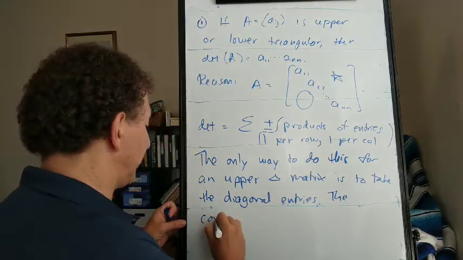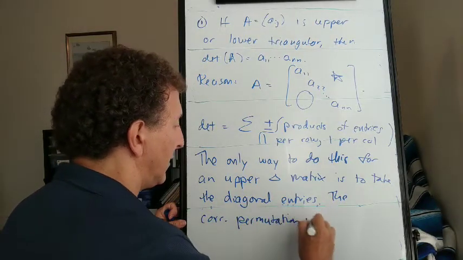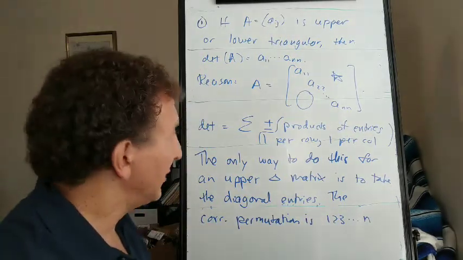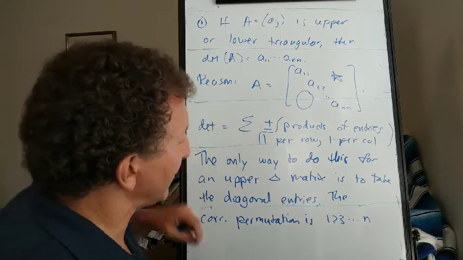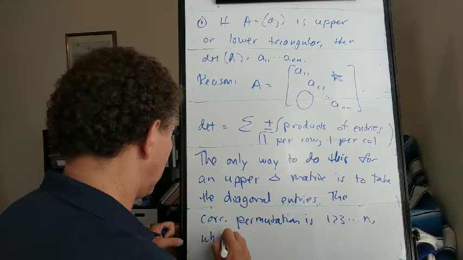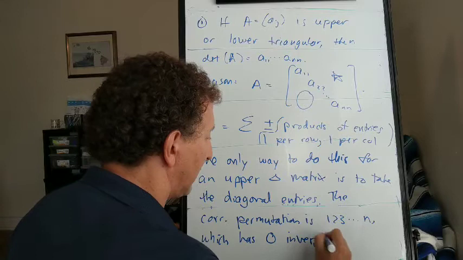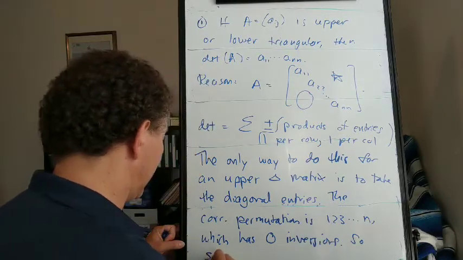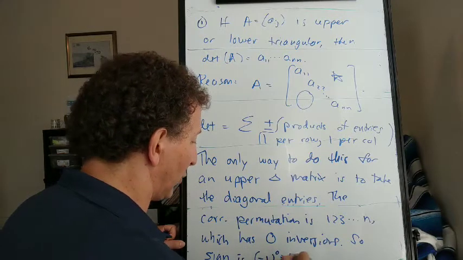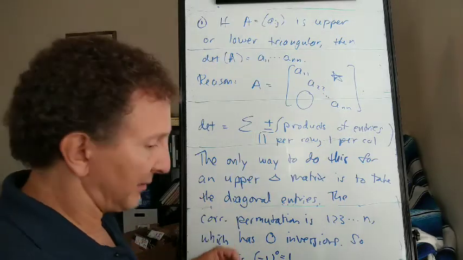Then the corresponding permutation is 1, 2, 3, etc. up to n, which has no inversions. So when we figure out this sign, which is -1 to the number of inversions, that has 0 inversions. So the sign is -1 to the 0th, which is 1. So we get a positive sign here. So we don't need a minus.